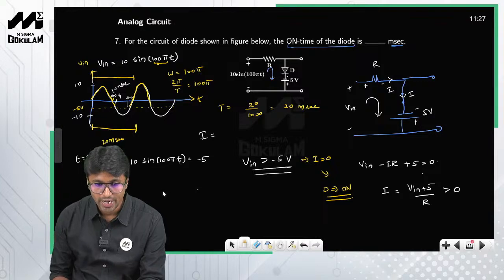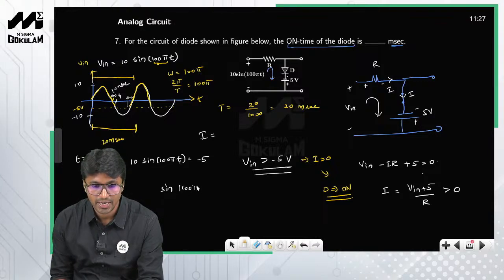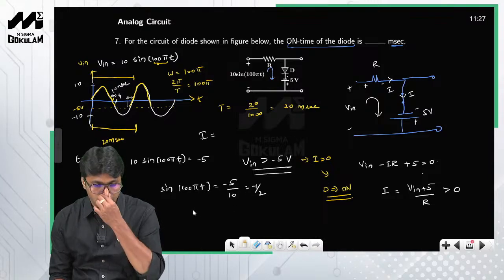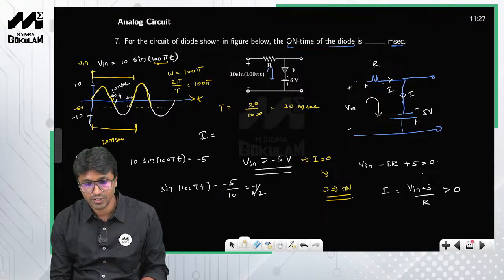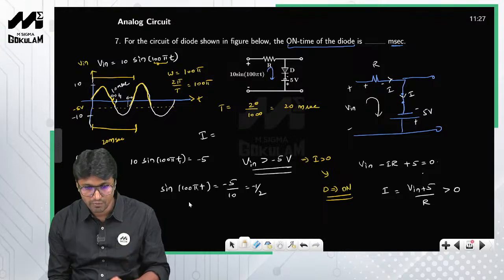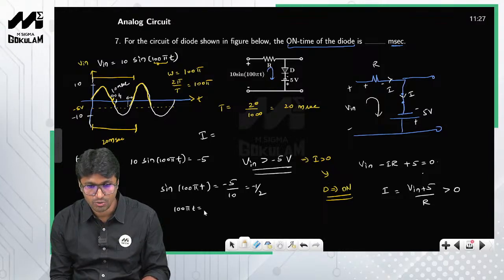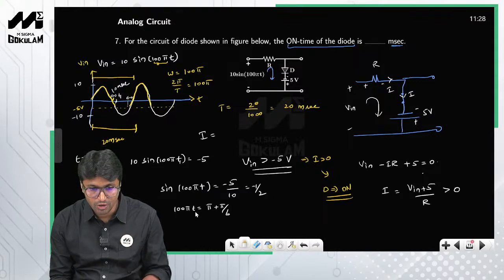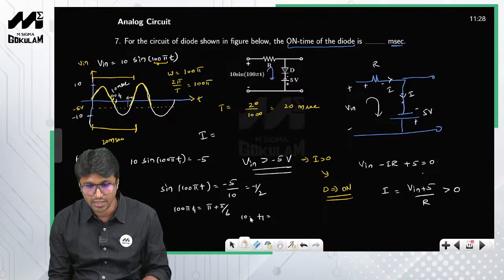How do you do that? sin(100 pi t) is equal to minus 5 by 10, which is equal to minus 1 by 2. When does the sine function become equal to minus 1 by 2? The sine function becomes half at 30 degrees, so the argument 100 pi t1 is equal to pi plus pi by 6, which is 7 pi by 6.